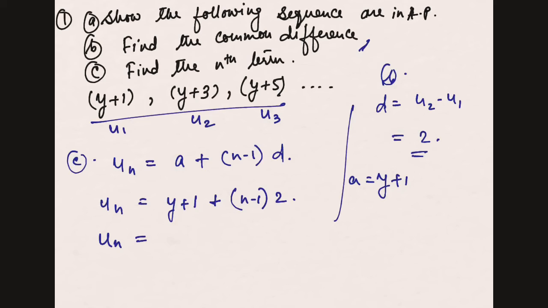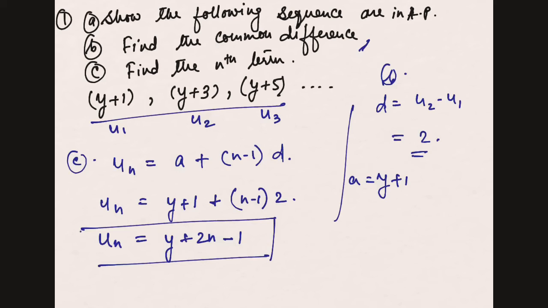By simplifying this, y plus 2 multiplied by n is 2n, then minus 2 and plus 1 is minus 1. So this is my nth term of the given sequence. Okay, so let's move on to another example.